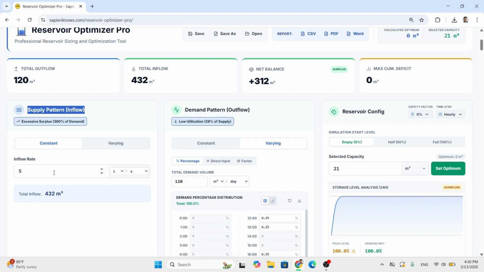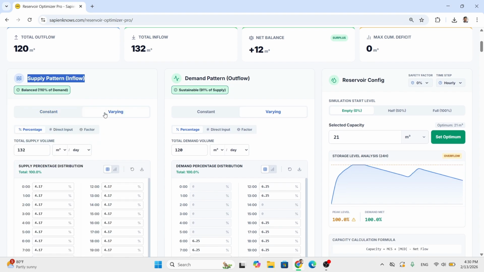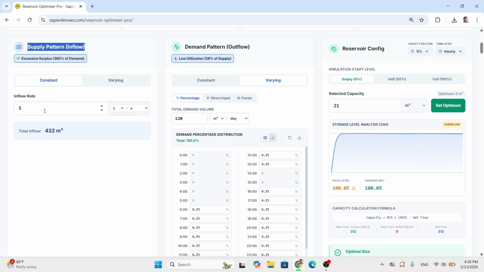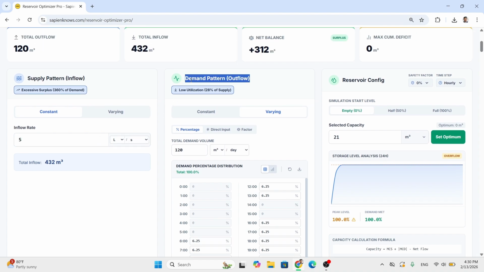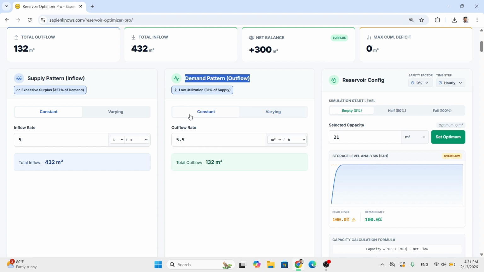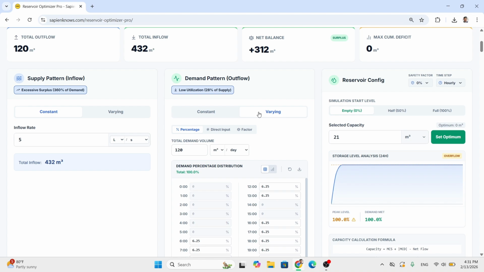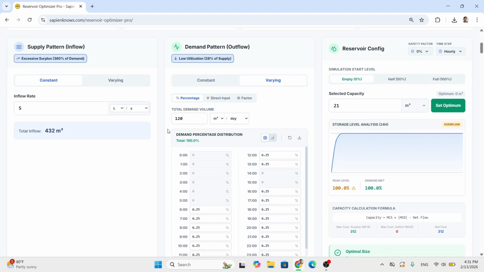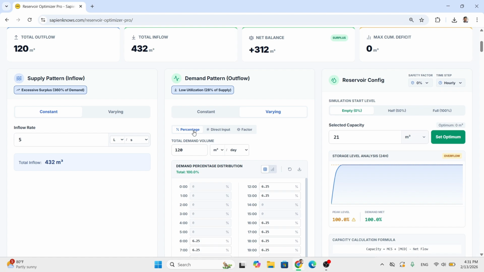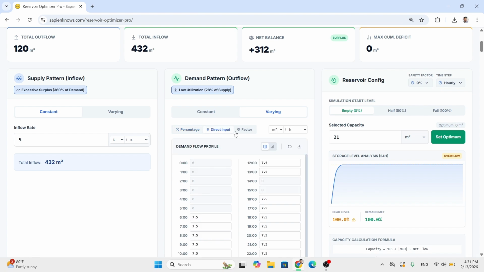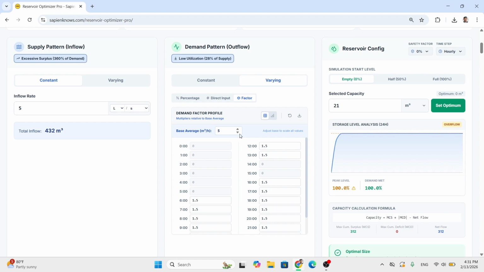Now we know the inflow, which is constant. We can also do varying inflow. For this case, let's look at the inflow rate of 5 liter per second. And for the demand, there will be people who will utilize the water, mostly not at a constant rate. There will be varying demand, so we will have to give a pattern to the demand. There are 3 ways to give patterns in this tool, which can be done in percentage, direct input, or we can also give a factor value.